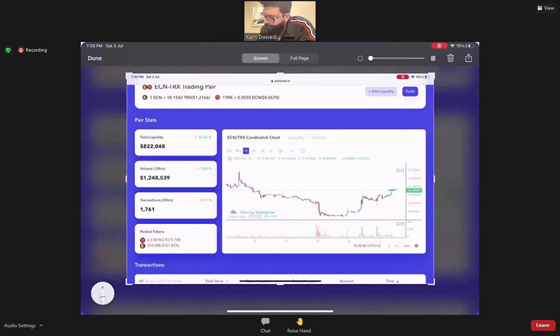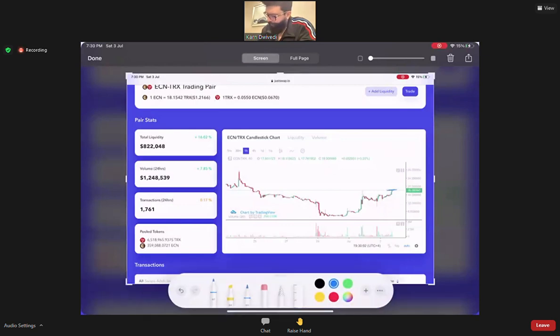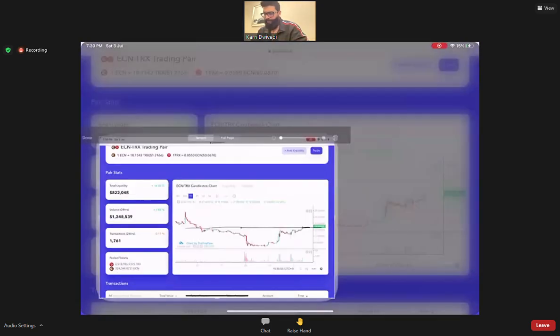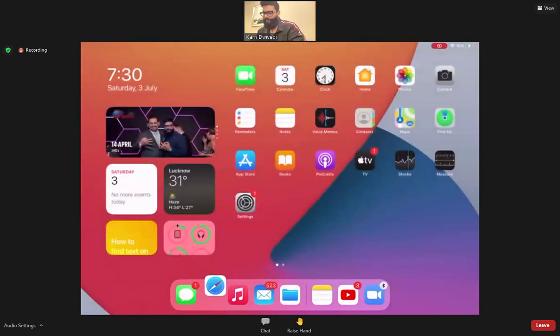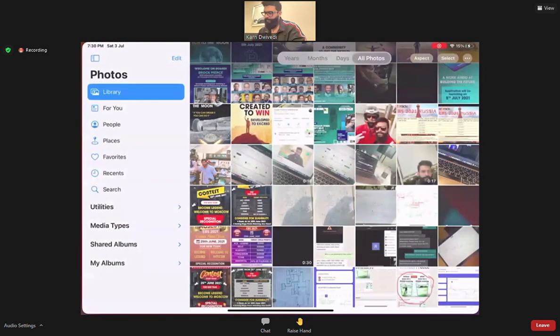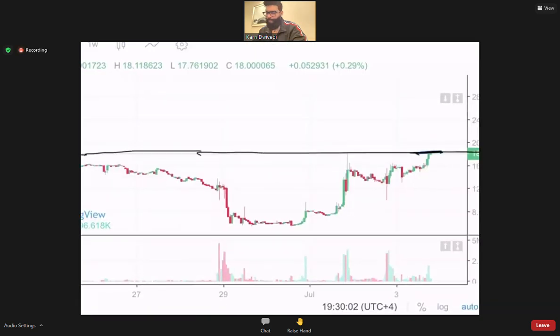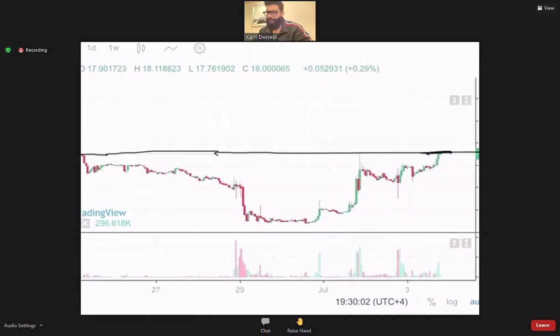This is your current price. And let's draw a line from here, from your current price, and let's zoom it. Can you see all those red candles?